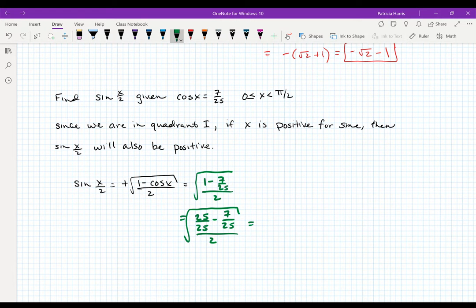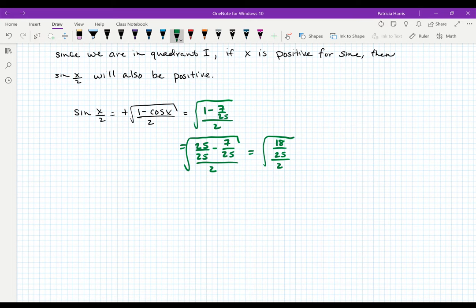Okay, 25 minus 7, that's 18 over 25, all over 2. Invert and multiply, simplify again. Now what you might want to do is simplify like that, because you get 9 over 25 square root 3 fourths. Isn't that cool? All right, let's try another one.